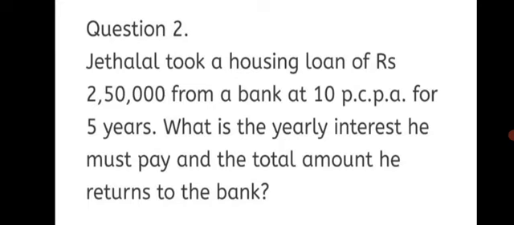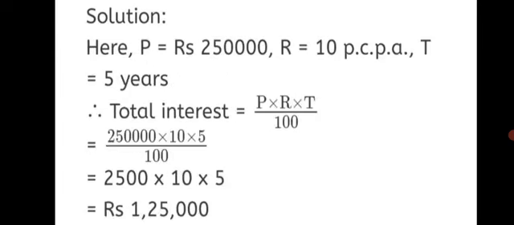Jethalal took a housing loan of rupees 2,50,000 from a bank at 10 PCPA for 5 years. What is the yearly interest he must pay and the total amount he returns to the bank? So the first question is asking yearly interest. We will first find the interest for 5 years, since the term given here is 5 years, and then we will divide by 5 to find 1 year's interest. So let's look at the solution.